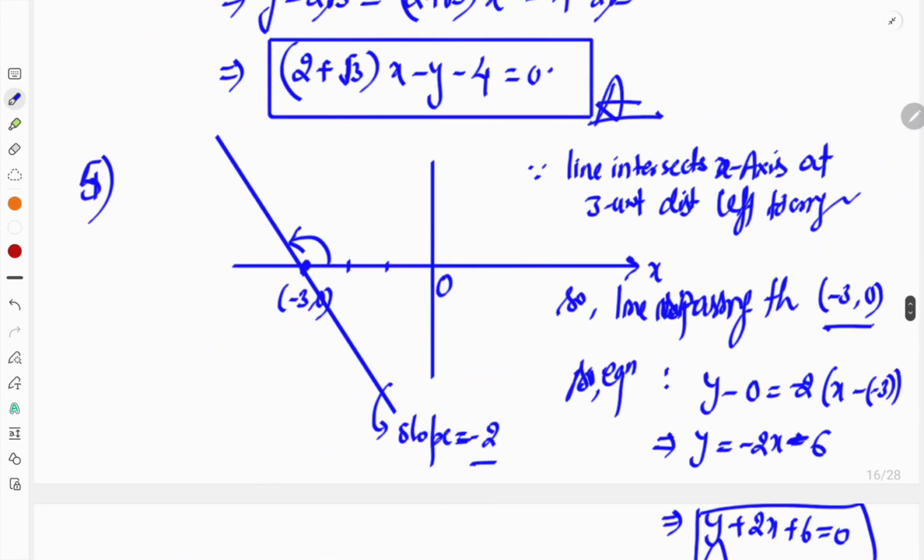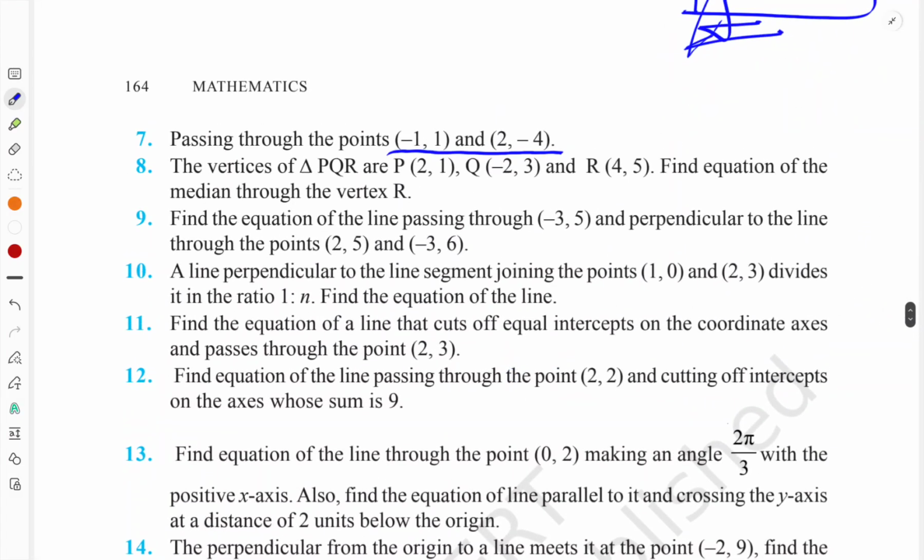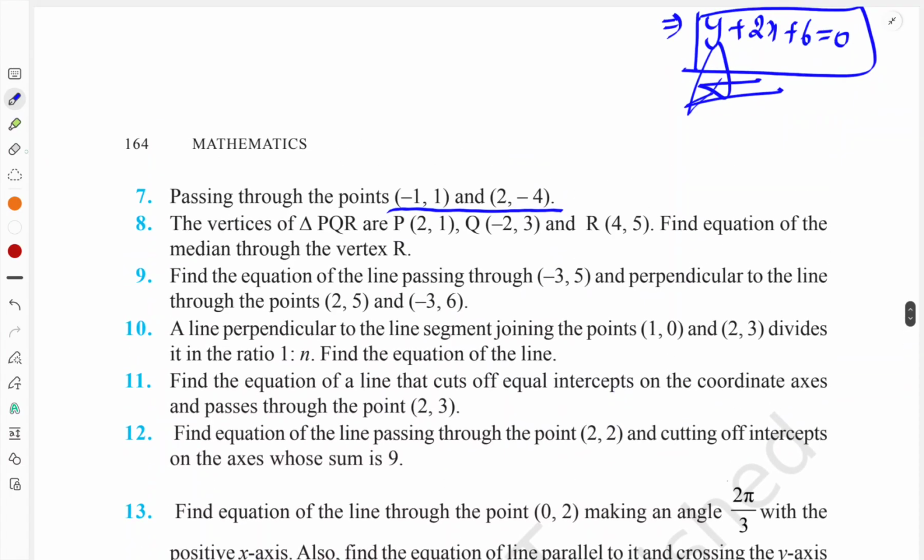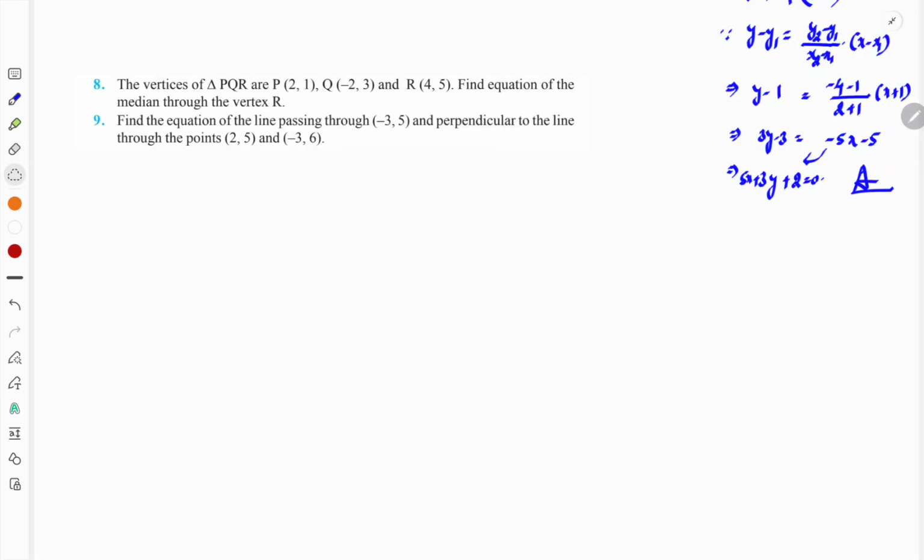Now the next problem we'll see. Dear student, next problem, number 8. The vertices of triangle PQR are P (2, 1), Q (-2, 3), R (4, 5). Find the equation of the median through vertex R. So the question is good.